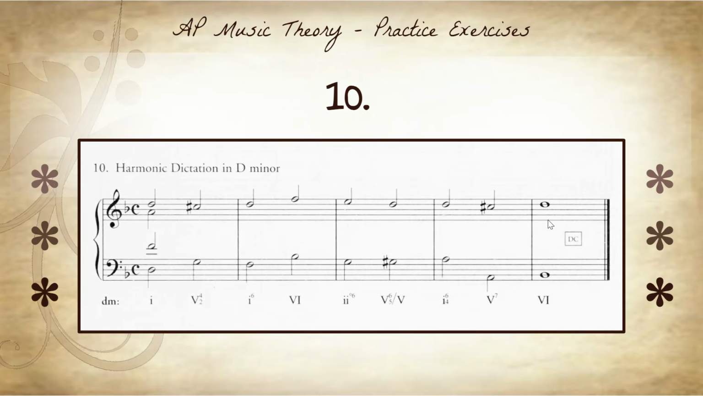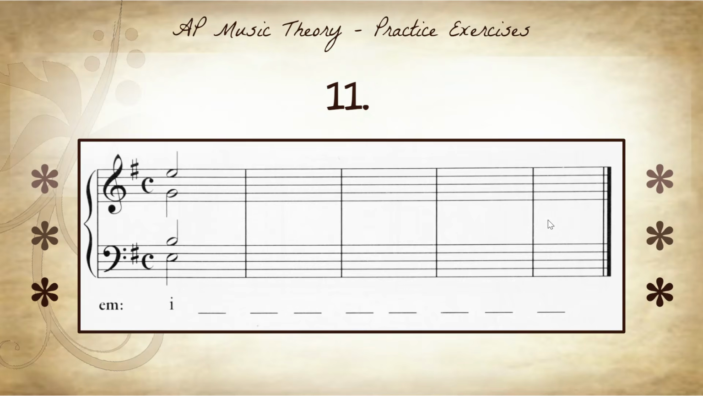The first inversion 7th dominant over the 5 does not resolve to the dominant as you expect. So the D in the melody holds, but it does resolve to the substitute, which is the second inversion tonic chord, which also has so in the bass. It ends with a deceptive cadence. Let us move on to question 11, harmonic dictation in E minor.